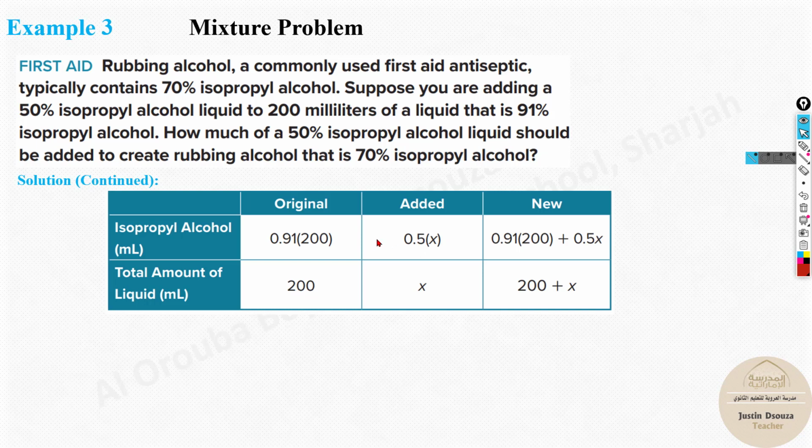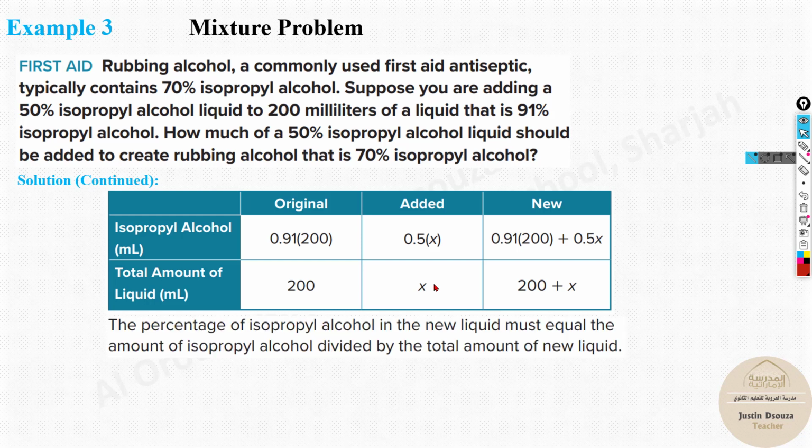That's it. So now what we can do is find the total. See, original and added, the new percentage. Now the above one is the concentration. Sorry, percentage in the sense of concentrate. It was 91% and over here it's 50. So when you add them up, it will be the new concentration. That is 0.91 times 200, you can just solve it, plus 0.5x. What is this? This is the total amount of liquid, 200 plus x, because x is unknown.